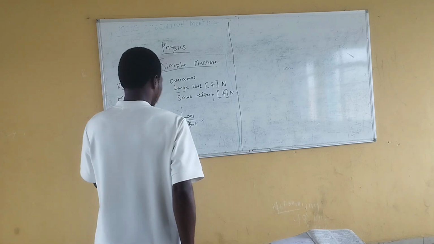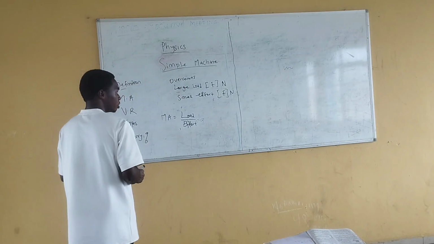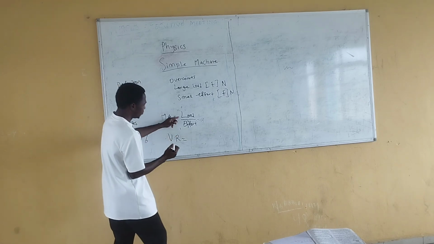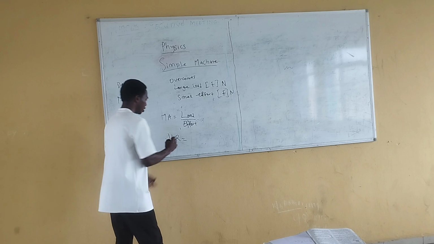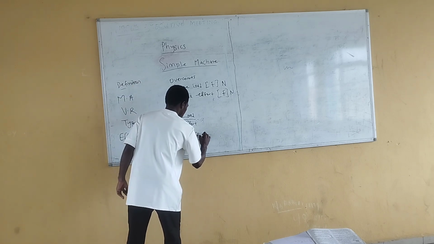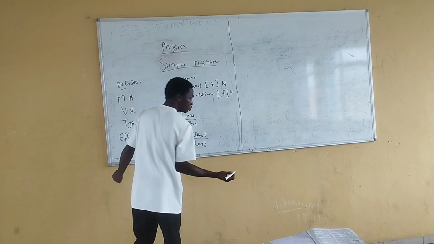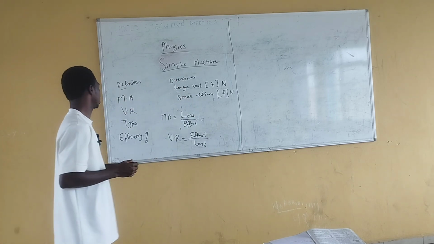So we are done with mechanical advantage. Now the next thing we'll be doing is velocity ratio. Velocity ratio is the inverse of mechanical advantage. Velocity ratio is equal to effort over load. Still the same thing, no units.